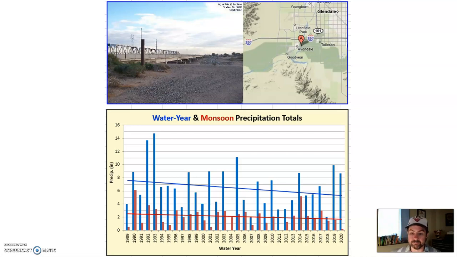So, due to climate change, that's probably to be expected. That trend is not really scheduled to change anytime soon.